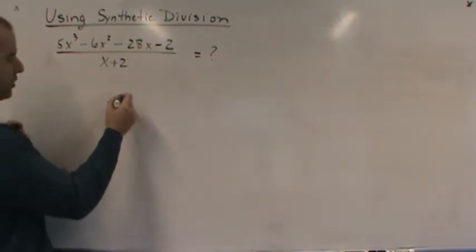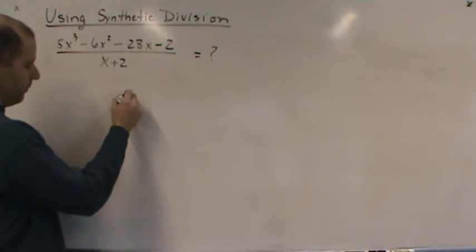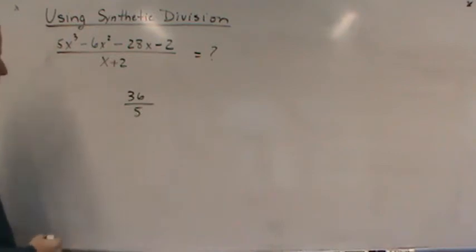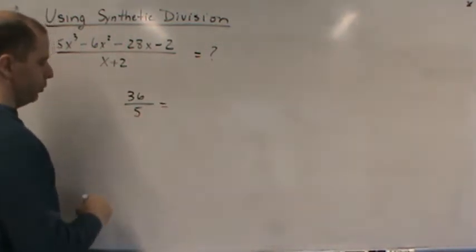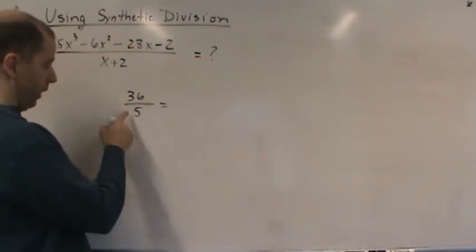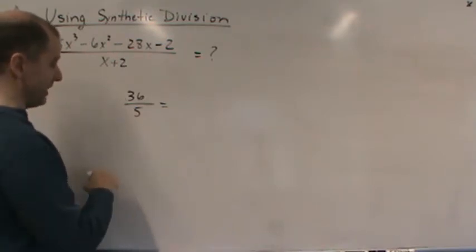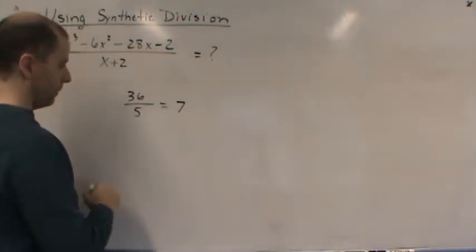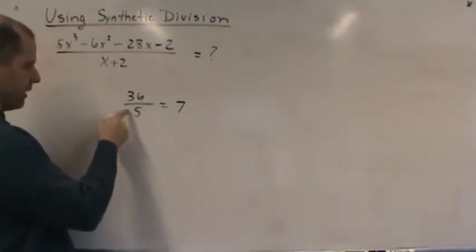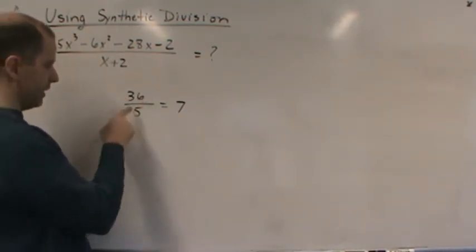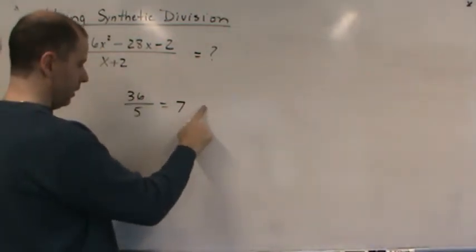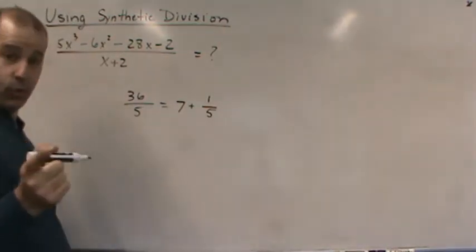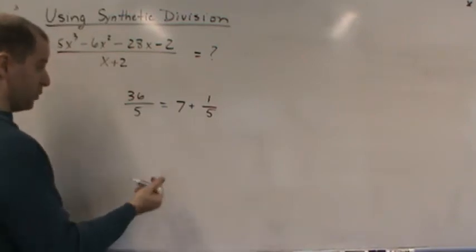Just like if I asked you, hey, what is 36 divided by 5? How would you answer that question? Well, you would have a quotient, right? How many times does 5 go into 36? It goes in 7 times, right? And then what's the remainder? Well, 7 times 5 is 35, so that leaves me with a remainder of 1, so 1 over 5. So remember mixed fractions. This is how you get mixed fractions.